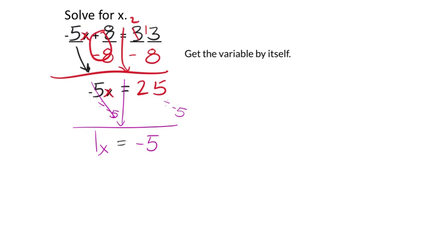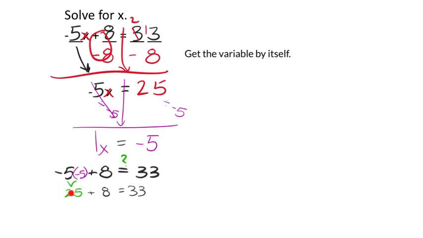Now, the last thing I'm going to do here is just check. So I'm going to go back to my original equation, -5x plus 8. And remember, x equals -5 is supposed to be a solution. So that means that -5x plus 8 needs to equal 33. Now, I don't know if it does, but if I replace the x with -5, I'm going to find out. So -5 times -5 is 25. Now I got 25 plus 8 equals 33.